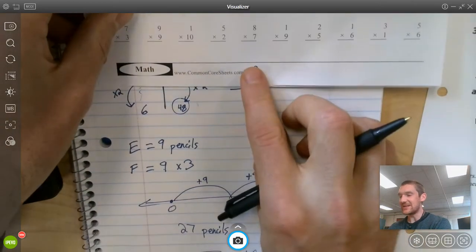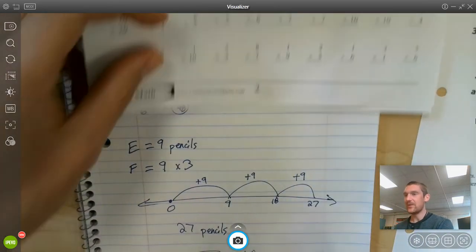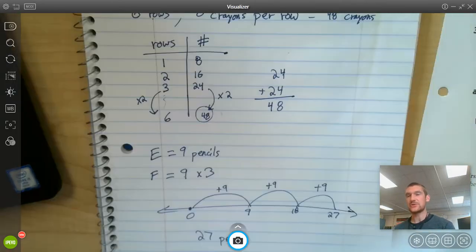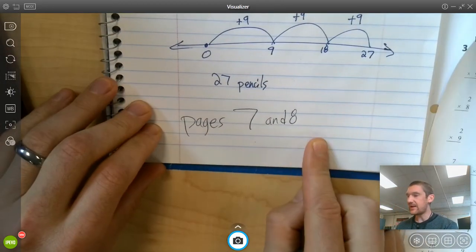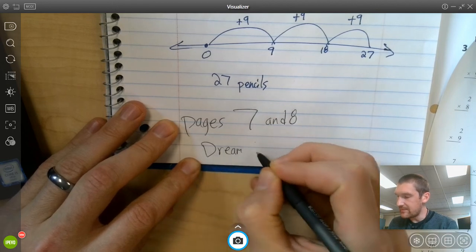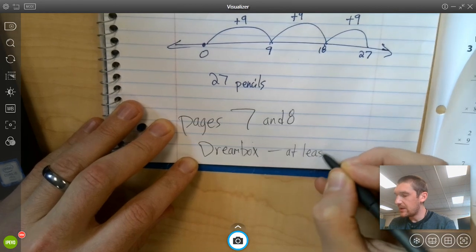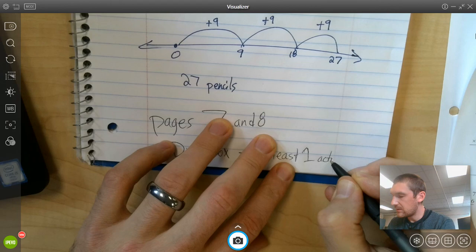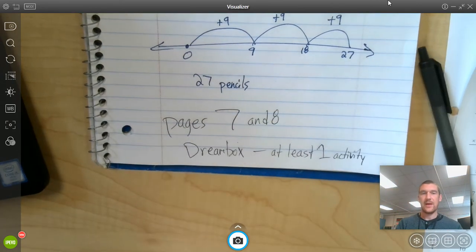I know it's kind of confusing. It does say 2 at the bottom. Really think of that as page 8. It's multiplication drills, just a lot of multiplication problems for practice. After you've done pages 7 and 8 in your packet, then you're going to do Dreambox, and we always do at least one activity. Okay, happy solving.